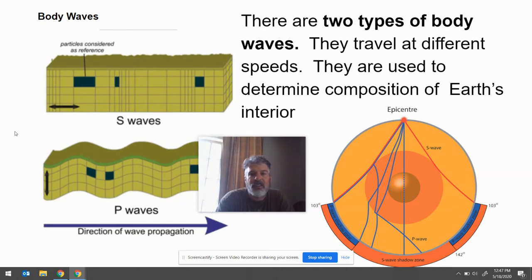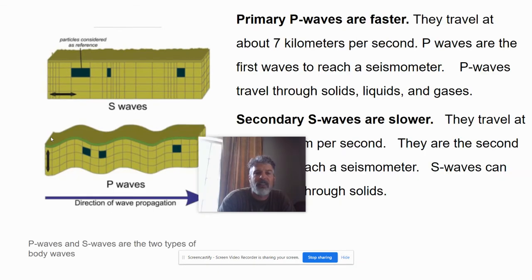One of the big differences between these types of waves, besides the fact that they travel at different speeds, is that one is a compression wave, a longitudinal wave, and the other one, the S wave, is a transverse wave. So the P wave, the compression wave, is fastest. As you can probably imagine, it's easier to go through, and therefore they're the first waves to reach the seismograph station, the seismometer. And remember, a P wave can travel through anything, no problem. Travel through solid, liquid, gas.